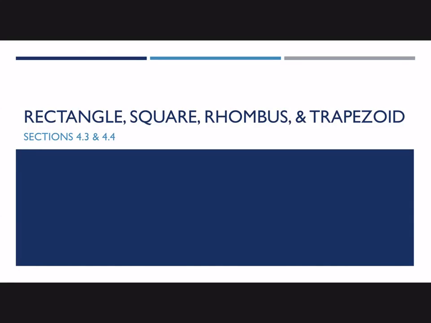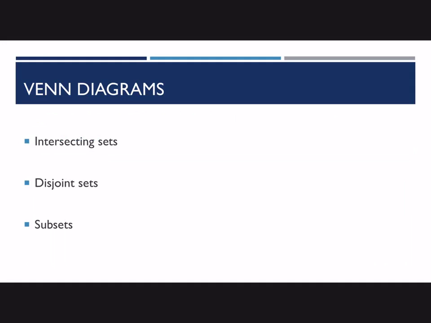Everyone, this is a video to go along with sections 4.3 and 4.4. In these sections we're talking about a few more quadrilaterals: the rectangle, square, rhombus, and trapezoid.